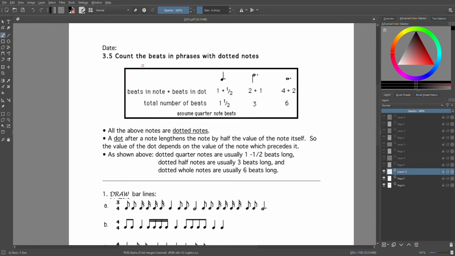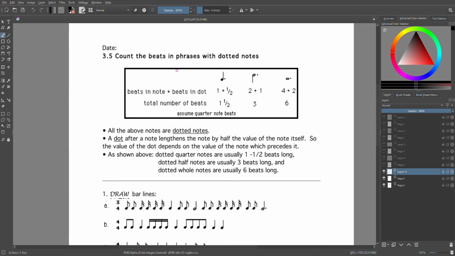Now we're going to count beats and phrases with dotted notes. Now, you might notice that we've had things that are 4 beats long, we have things that are 2, we have things that are 1 beat, half a beat, a quarter of a beat. However, there are plenty of other numbers that we need to figure out. What if something's 3 beats? What if something's a beat and a half? What if it's 6 beats? How do you figure that out?